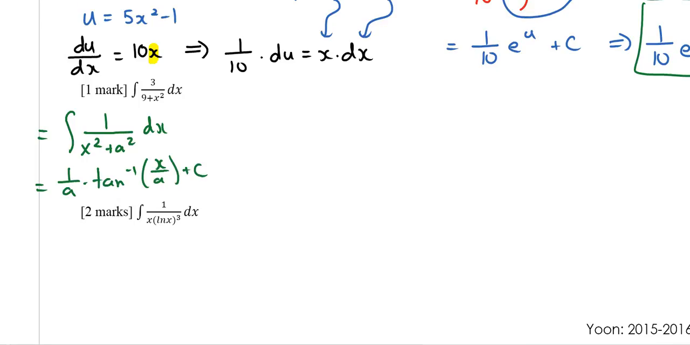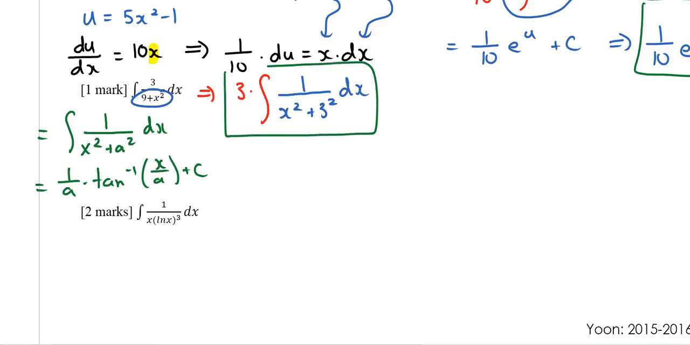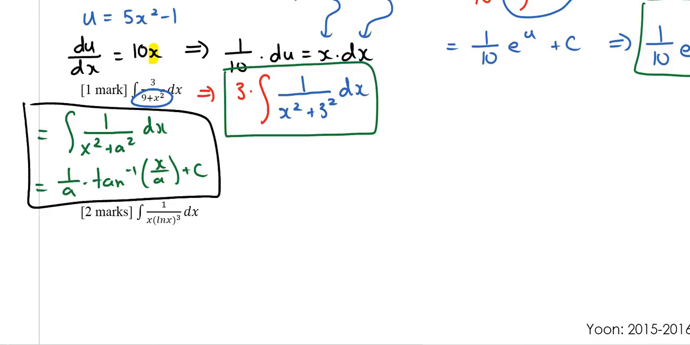Okay, so for this kind of problem, let's rewrite this by bringing the 3 on the outside, and if I do that, I'll get 1 over, and then for the denominator here, let's rewrite this as x squared plus 3 squared dx. Now we have to find the antiderivative of this expression right here, and I can definitely use this formula right there to help me find the final answer.